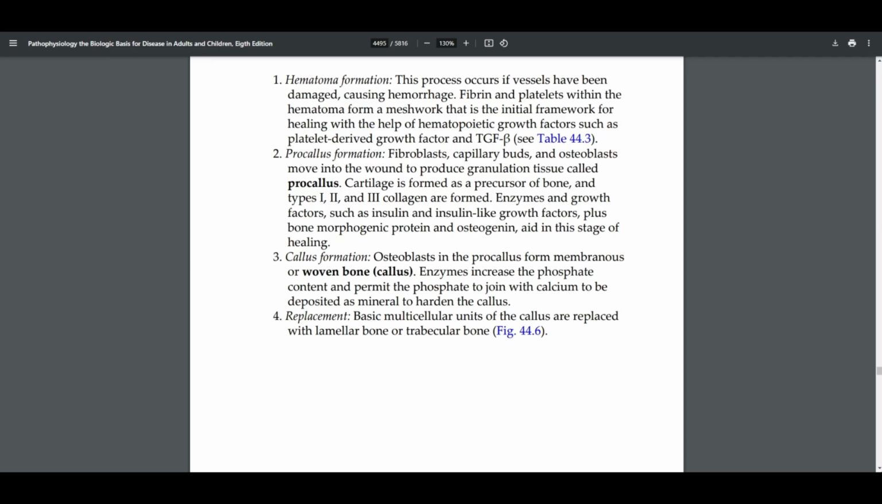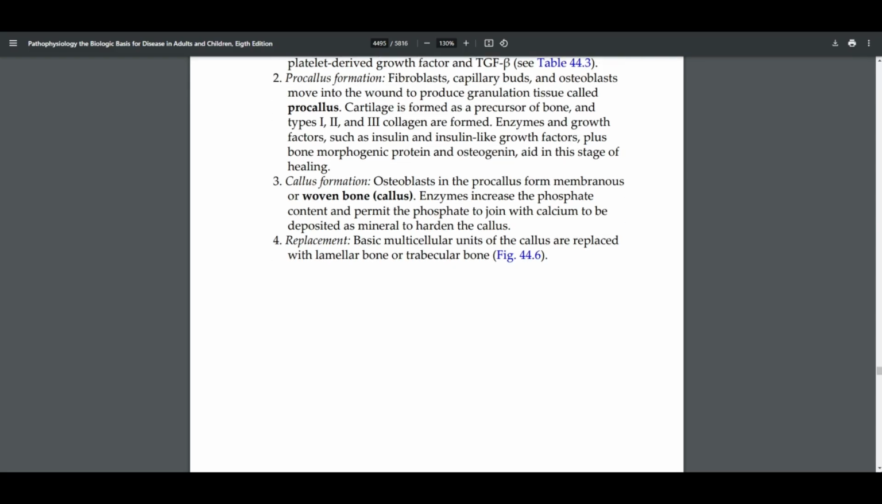Step 2 is the procallus formation. Fibroblasts, capillary buds, and osteoblasts move into the wound to produce granulation tissue called procallus. Cartilage is formed as the precursor of bone, and types 1, 2, and 3 collagen are formed. Enzymes and growth factors, such as insulin and insulin-like growth factor, plus bone morphogenic protein and osteogenin, aid in this stage to start the healing.